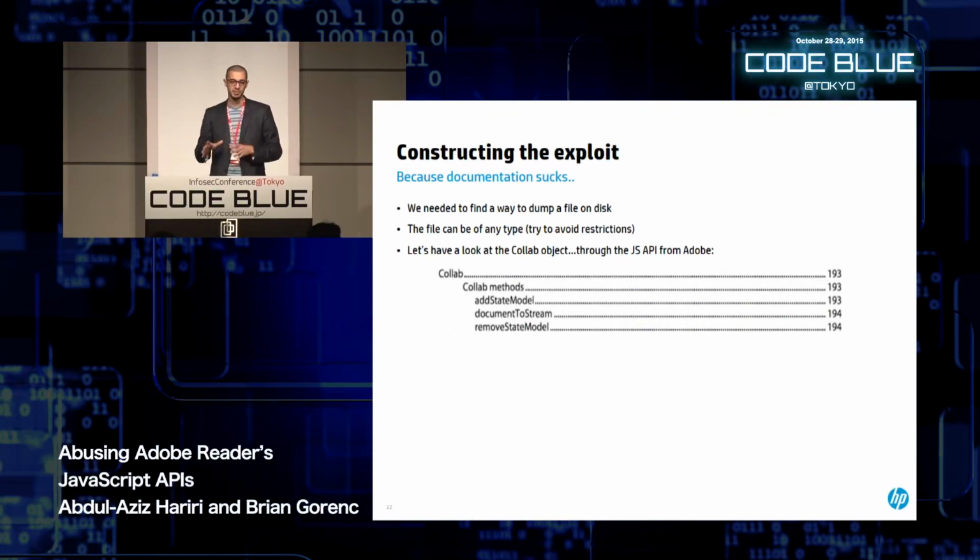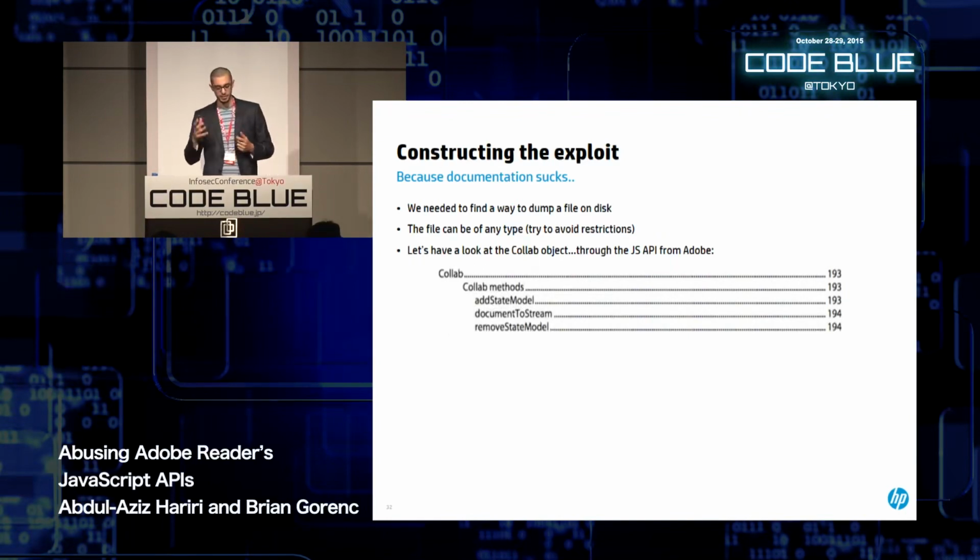So we kind of gave up on the idea of gaining RCE out of this, and just went back to fuzzing and memory corruption, basically. So one day I was writing a module to fuzz the collab object, so I went back to the documentation just to read what methods and attributes collab has.